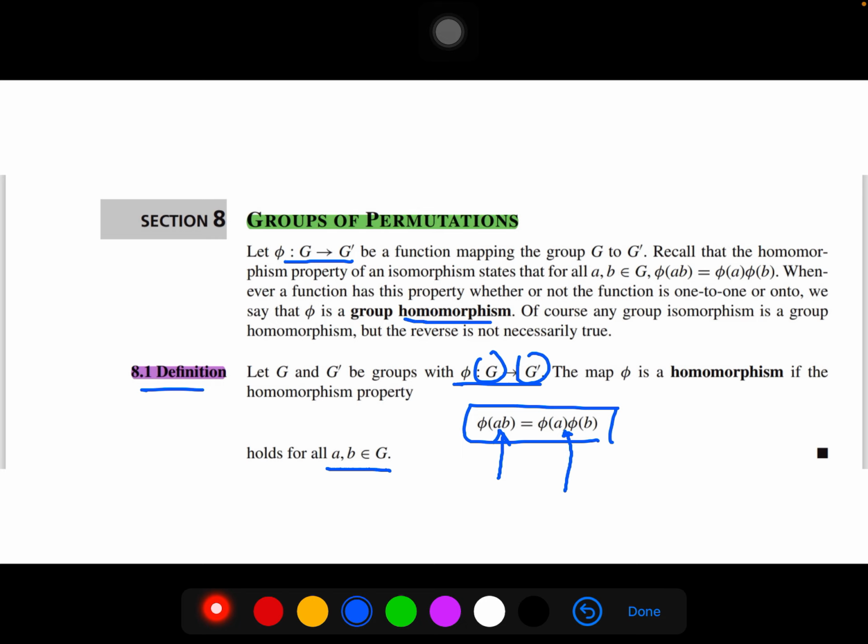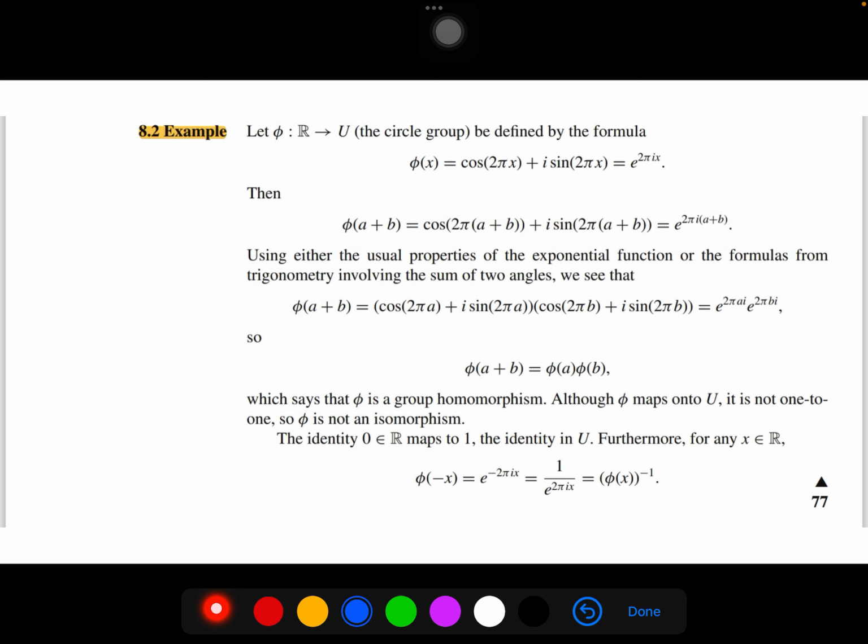So phi of a means the mapping of a, phi of b means the mapping of b, and phi of ab means the mapping of a multiplied by b in the domain. So multiply first and then assign it into the function phi, right? So this was the homomorphism property. We have seen this before, but maybe we have not talked much about it. This time we will talk more about this homomorphism property. Let's look at an example of a homomorphism.